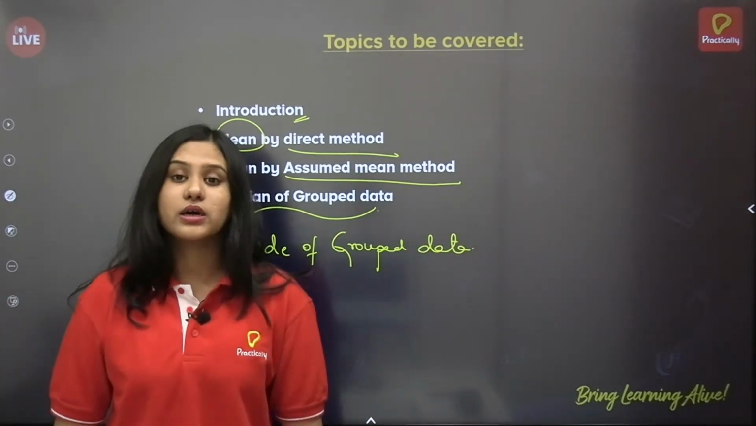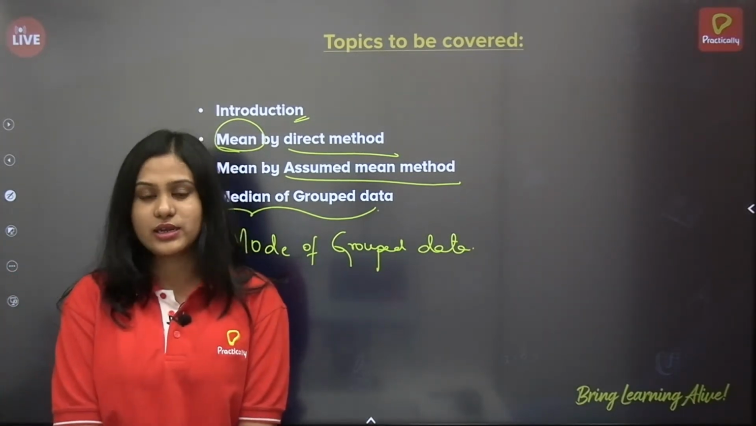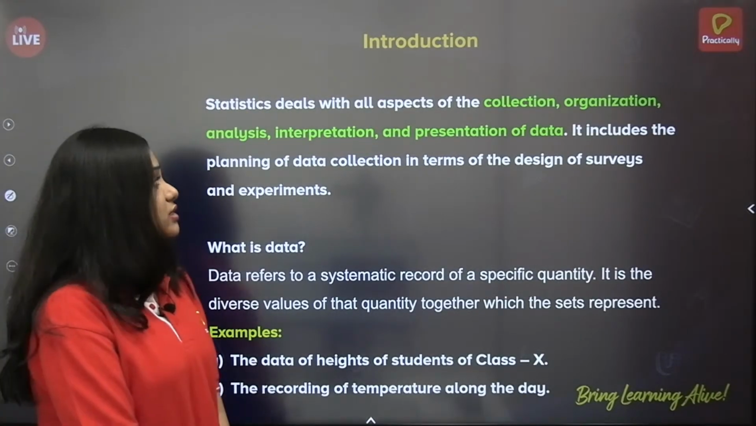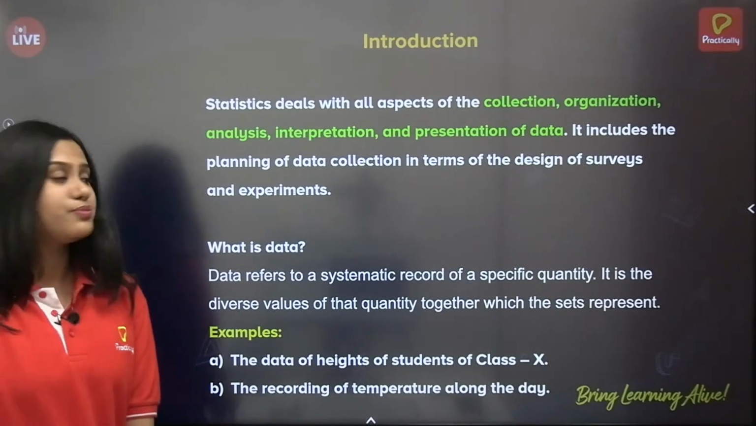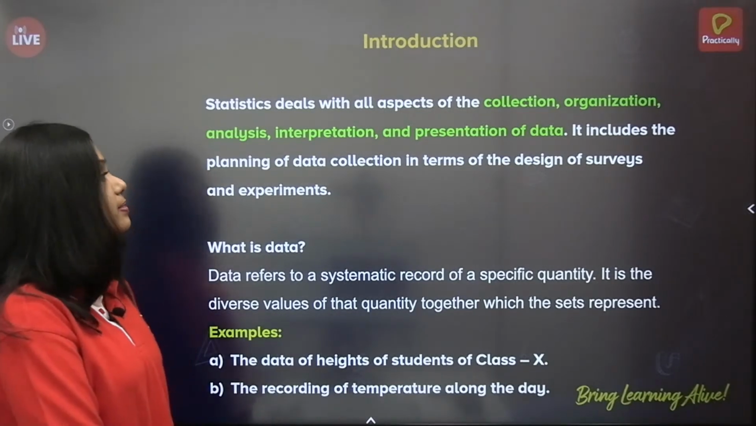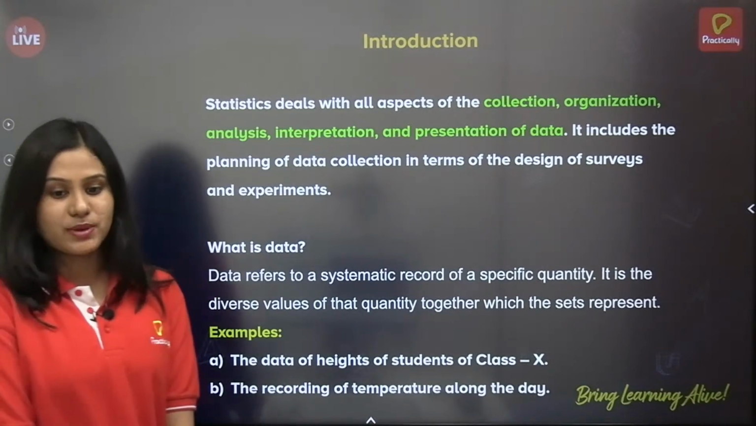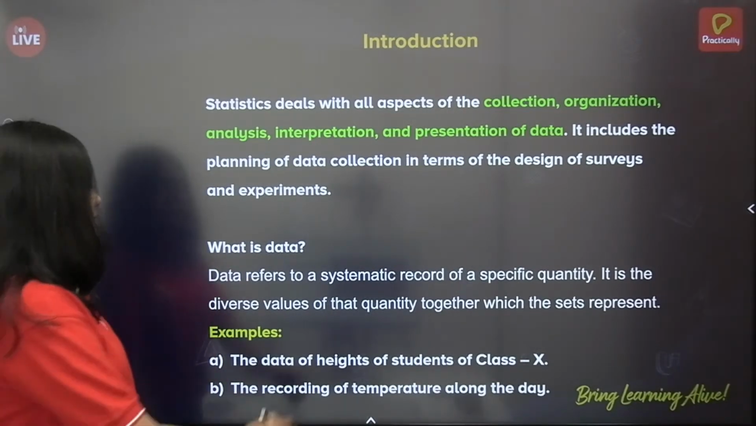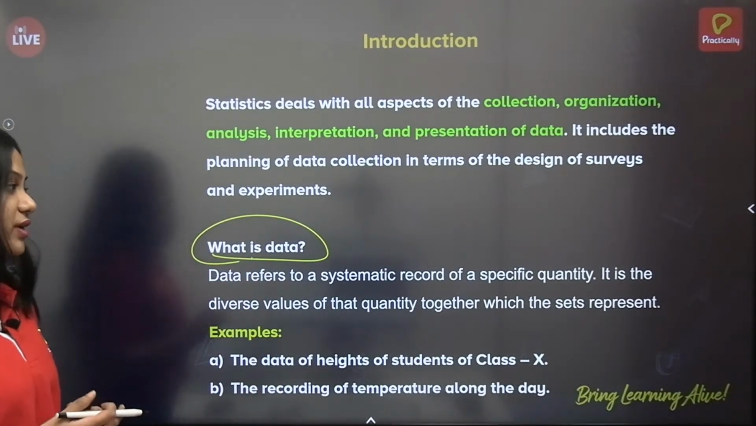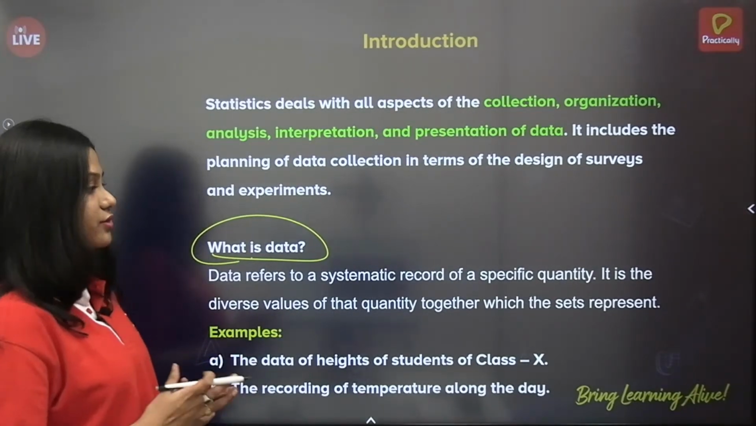The chapter statistics is something which we have been dealing with as data handling, correct? We know that statistics deals with data, right? Statistics deals with all the aspects of collection, organization, analysis, interpretation and presentation of data. It includes the planning of data collection in terms of the design of surveys and experiments. So what is data? Data refers to a systematic record of a specific quantity. It is the diverse values of that quantity together which the sets represent.